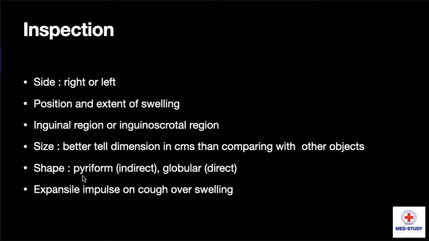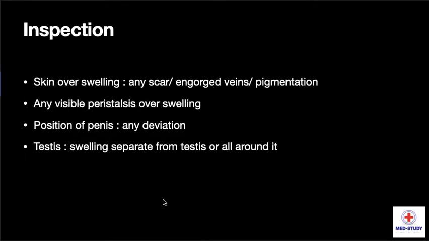We have to inspect the shape. Pyriform shape is seen in indirect inguinal hernia and globular shape is seen in direct inguinal hernia. Expansile impulse on cough over the swelling has to be noted. Then we have to inspect the skin over swelling for any scar, engorged veins and pigmentation. We have to look for any visible peristalsis over the swelling.